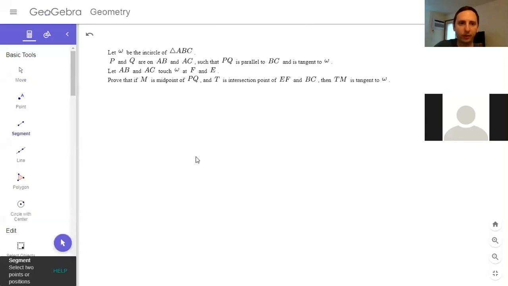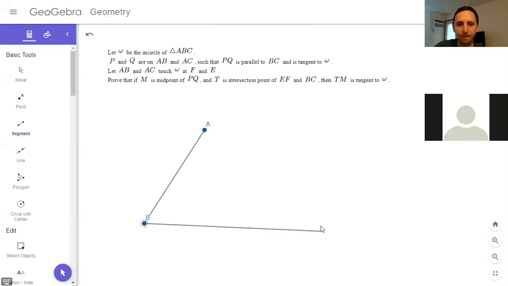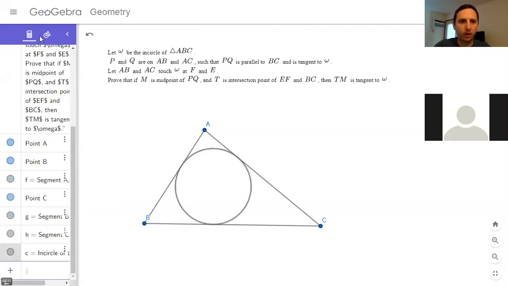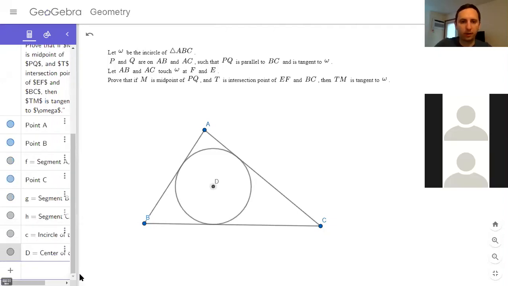So we have a triangle ABC, and then we draw the incircle. I'm just going to draw the incenter of it also, just to make things easier. Let's call it I.